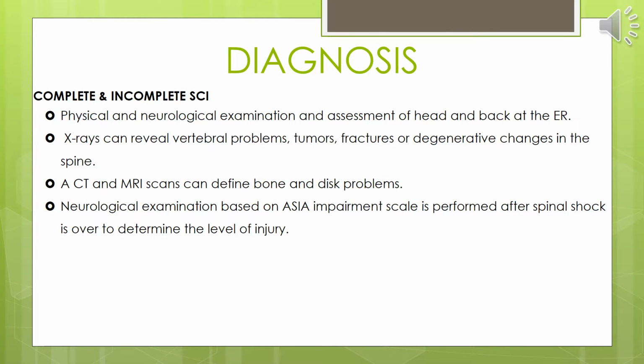So, for the diagnosis of complete and incomplete spinal cord injuries: physical and neurological examination and assessment of head and back at the emergency room. X-rays can reveal vertebral problems, tumors, fractures, or degenerative changes in the spine. A CT and MRI scan can define bone and disc problems. Neurological examination based on the ASIA impairment scale is performed after spinal shock is over to determine the level of injury.